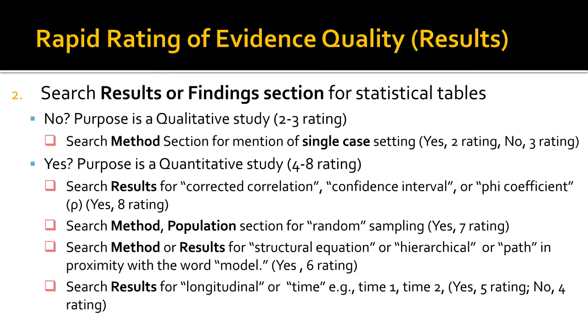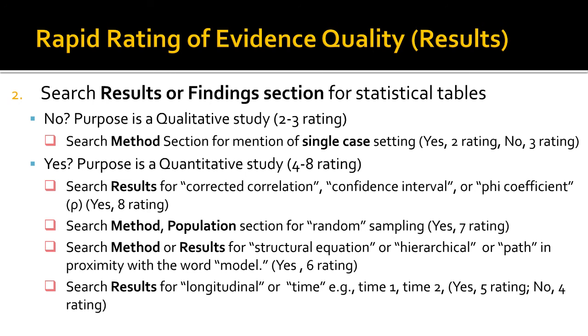If we don't find a reference to random sampling, then we search for word phrases that indicate the use of quasi-experimental techniques that permit model comparisons. These words are structural equation, hierarchical, or path, used in proximity to the word model in the method or results section of the paper. If we find these words, this is a QR6 paper.